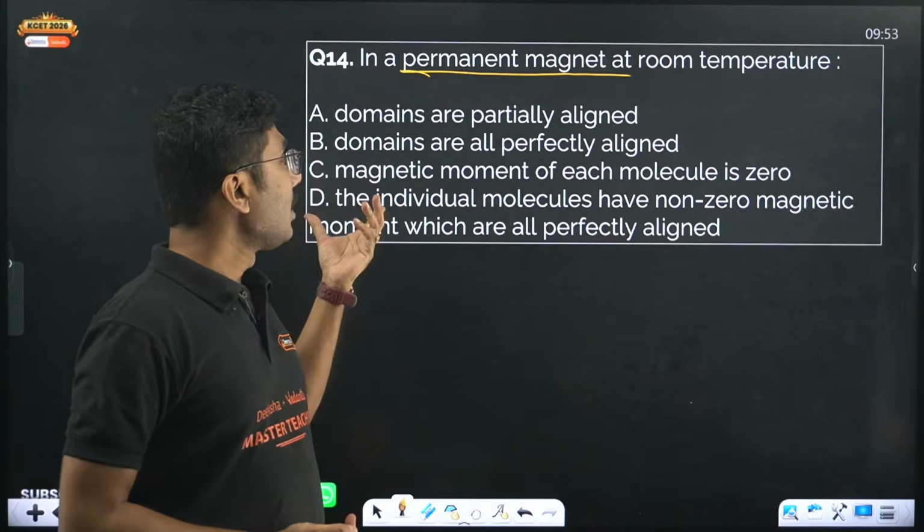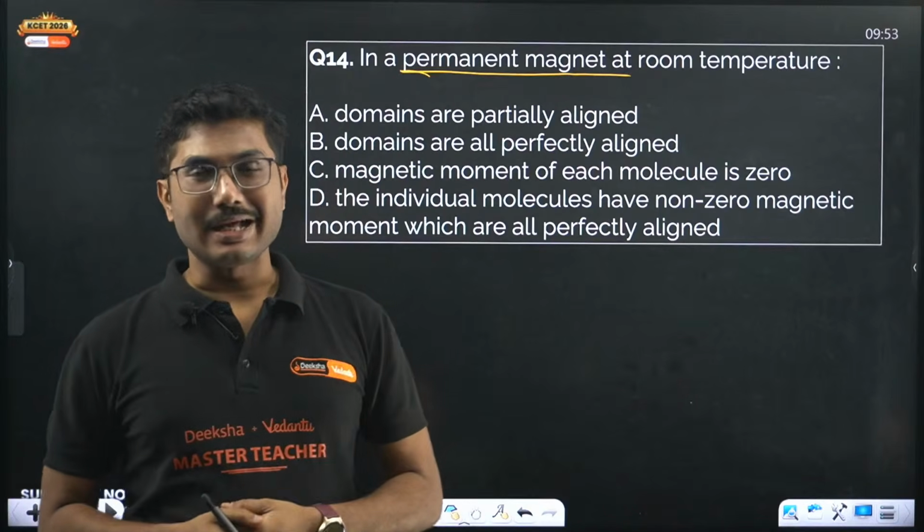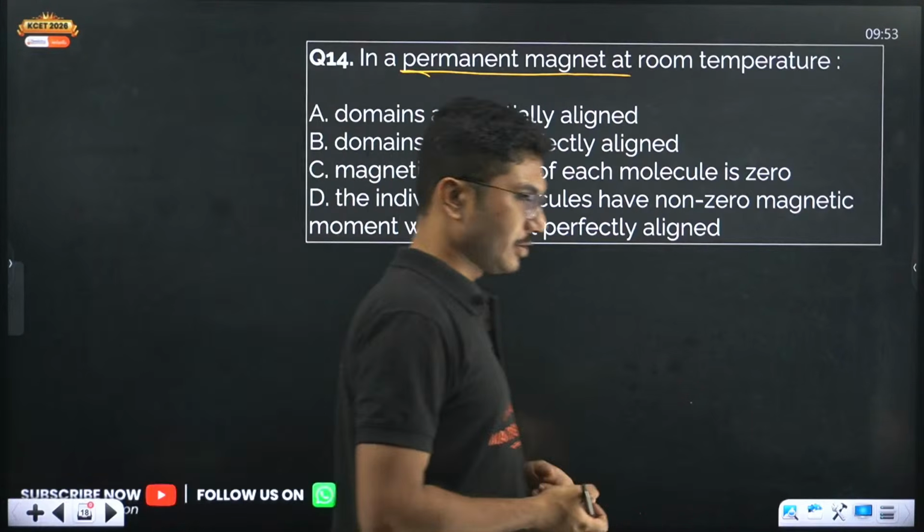Ferromagnetic substances do form domains, right? Now what about the domains? Are they perfectly aligned or not? That is the main question.